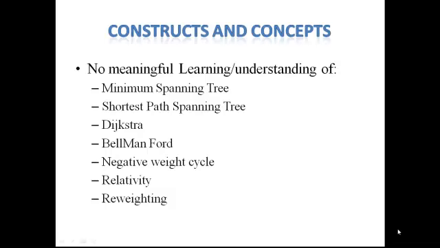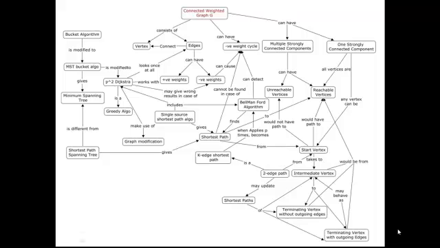The constructs and concepts required for discovering Johnson's algorithm are again the same, including MST, SPST, Dijkstra, Bellman-Ford, negative weight cycle, relativity, and reweighting. This concept map shows the two single source shortest path algorithms, Dijkstra and Bellman-Ford. Dijkstra is a greedy algorithm that makes use of graph modification, and it may give wrong results in case of negative weights.